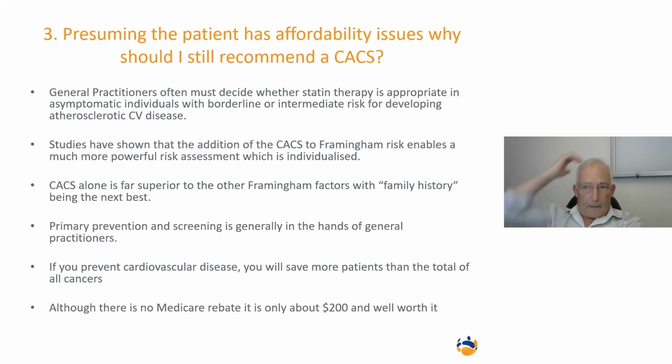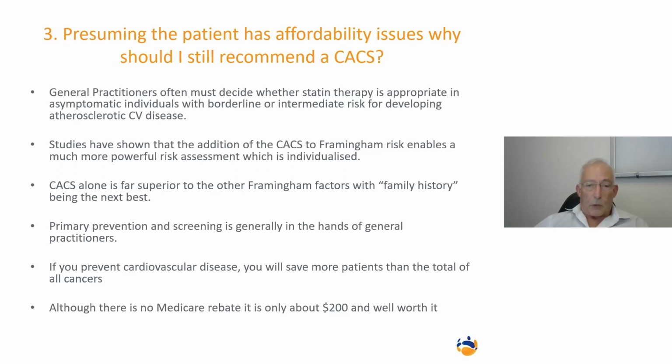Next question. Presuming the patient has affordability issues, why would I still recommend a calcium score? Well, a general practitioner often has to decide whether statin therapy is appropriate in an asymptomatic patient who has borderline or intermediate risk of developing atherosclerotic disease. Studies have shown that the addition of the calcium score to a Framingham risk enables a much more powerful risk assessment. In fact, of all the risk factors, it is the single most powerful risk factor by far. The next most significant risk factor is family history.